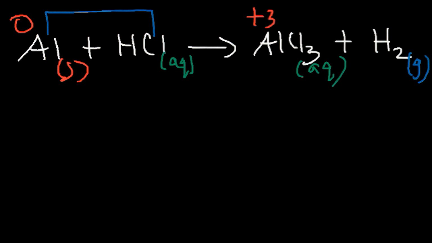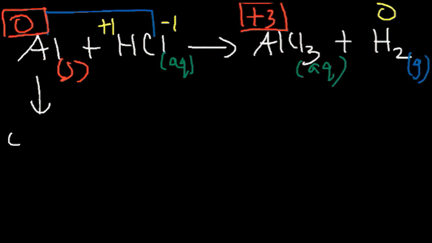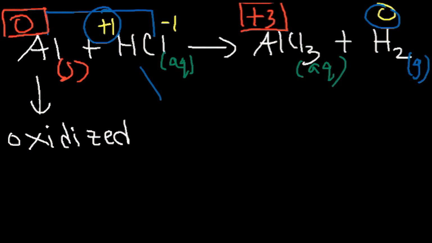Now hydrogen is in the +1 oxidation state because chlorine is -1. Whenever hydrogen is bonded to a nonmetal, it usually has a +1 charge, but when it's bonded to a metal, it usually has a -1 oxidation state or charge. Now elemental hydrogen is 0. So aluminum goes from 0 to 3. So the oxidation state goes up. So aluminum was oxidized. Now hydrogen in HCl, it went down, or it was reduced from 1 to 0. So HCl was reduced.